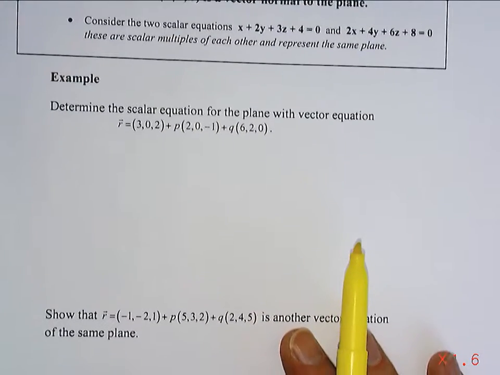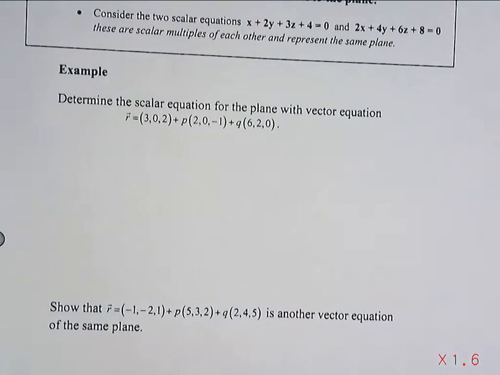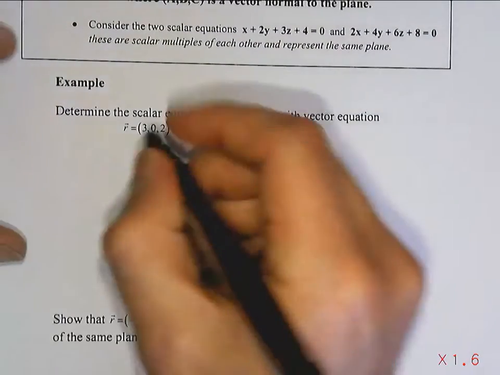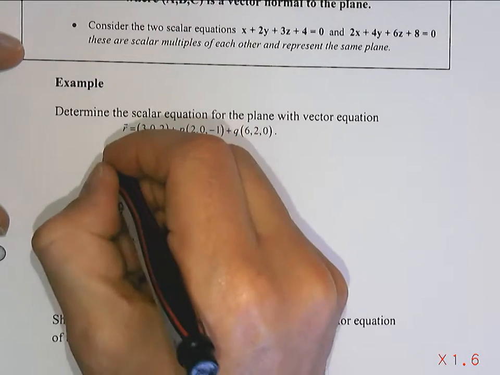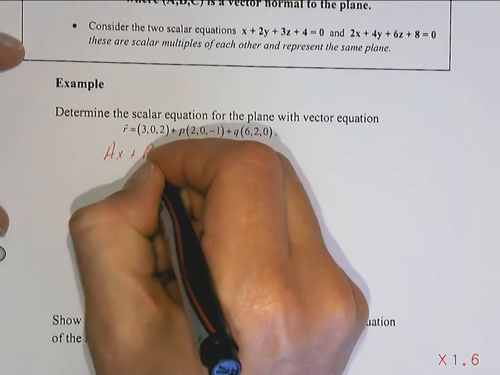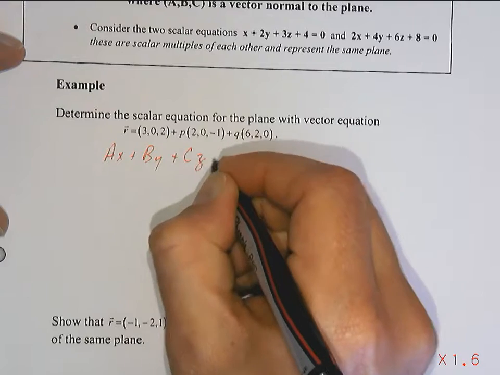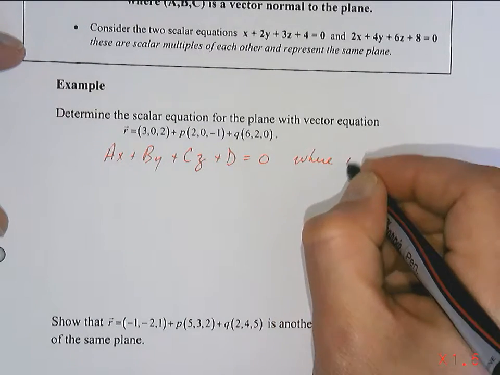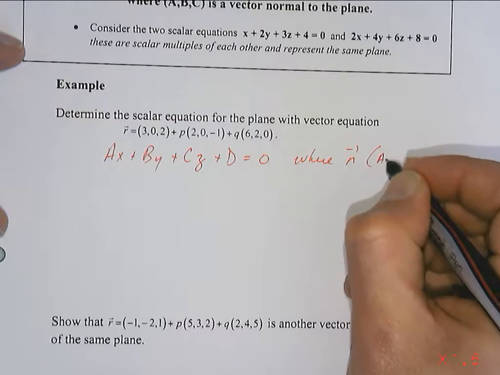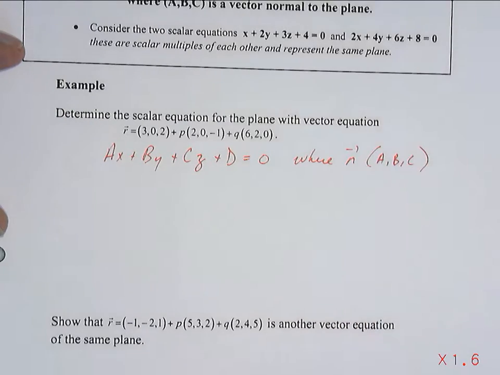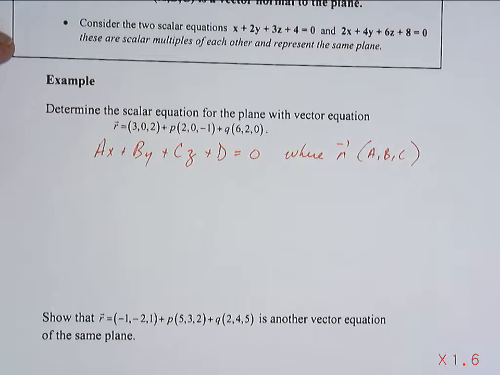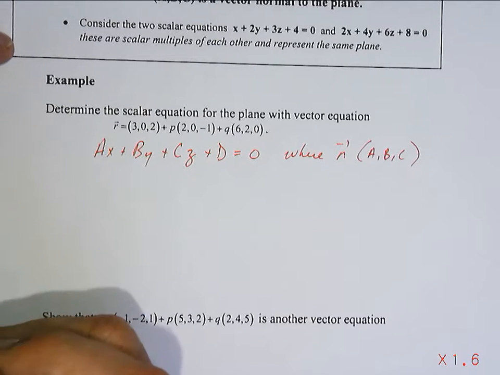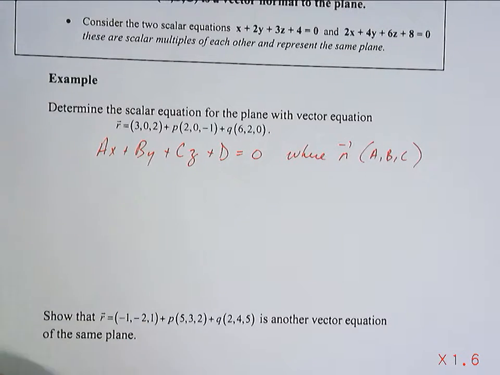Okay, so here's a question. Determine the scalar equation for the plane with the vector equations. I think we can do that. We know that the formula for the Cartesian equation is ax plus by plus cz plus d equals 0, where the normal of the plane is equal to a, b, c. So go find a normal. How are we going to do that?